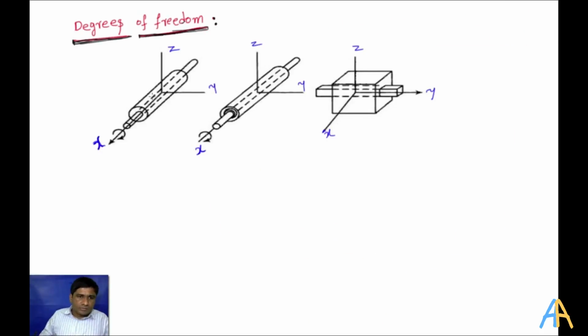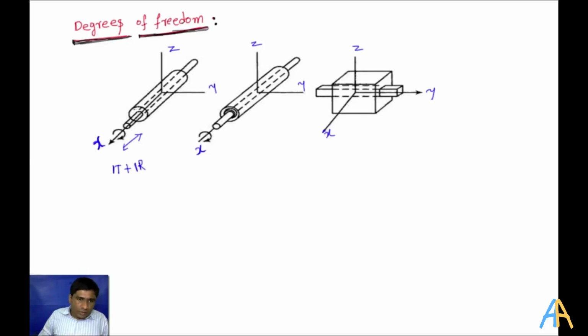In this example, we have a cylinder inside a hollow cylinder. So this cylinder can move in this direction along the x-axis, but it cannot translate in either the y-axis or z-axis. Here we have only one translation, and it can rotate about the x-axis also, because for example, this is the x-axis and I can rotate like this. So here we have one translation and one rotation when you have a cylinder inside a hollow cylinder.